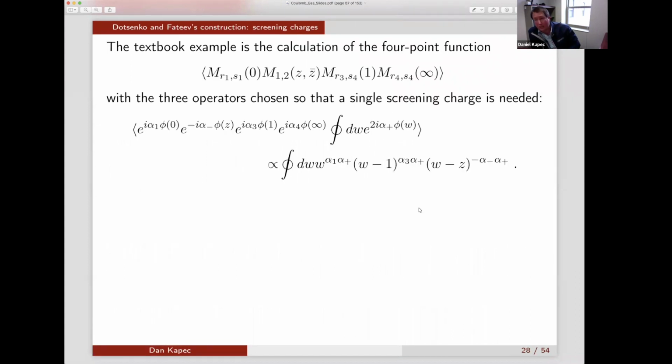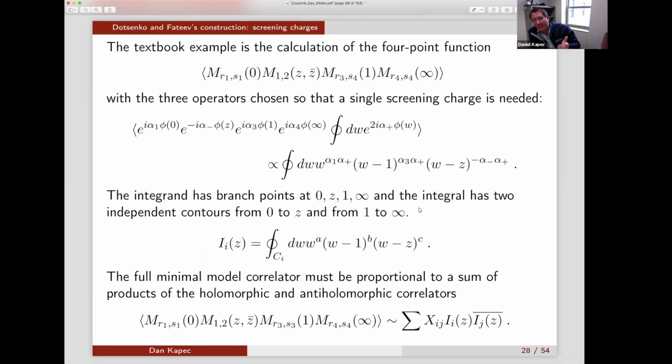So the textbook example of this type of calculation is one for which you choose the operators so that you only need to do a single screening charge insertion. So you just insert one screening charge, you pull the integral out, evaluate the free field correlation function, and that gives you an integral over one variable. That integrand has potential branch points, and it has two independent contours in this case, which we'll take to be from 0 to z and from 1 to infinity.